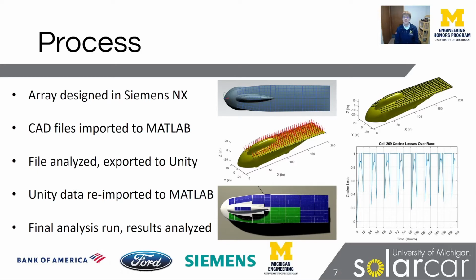And then all of that data is exported into Unity, which you can see at the bottom, where we use the ray tracing features of Unity to simulate different positions of the sun relative to the car. And as you can see there, some of the cells in green are actually being shaded by the canopy as the sun is above and slightly to the left of the car. And so those cells which are in the shade are not actually getting sunlight and won't be producing any electricity.